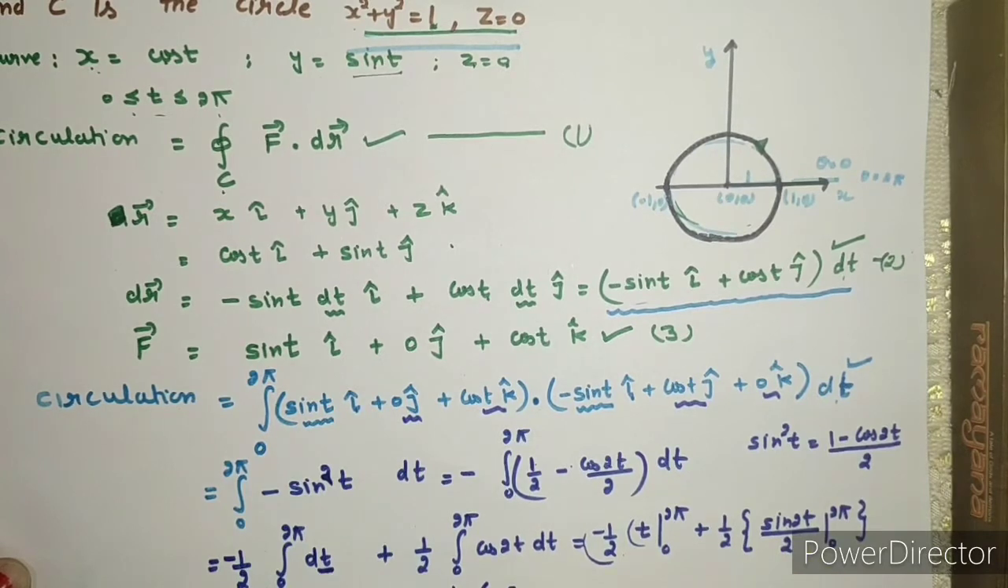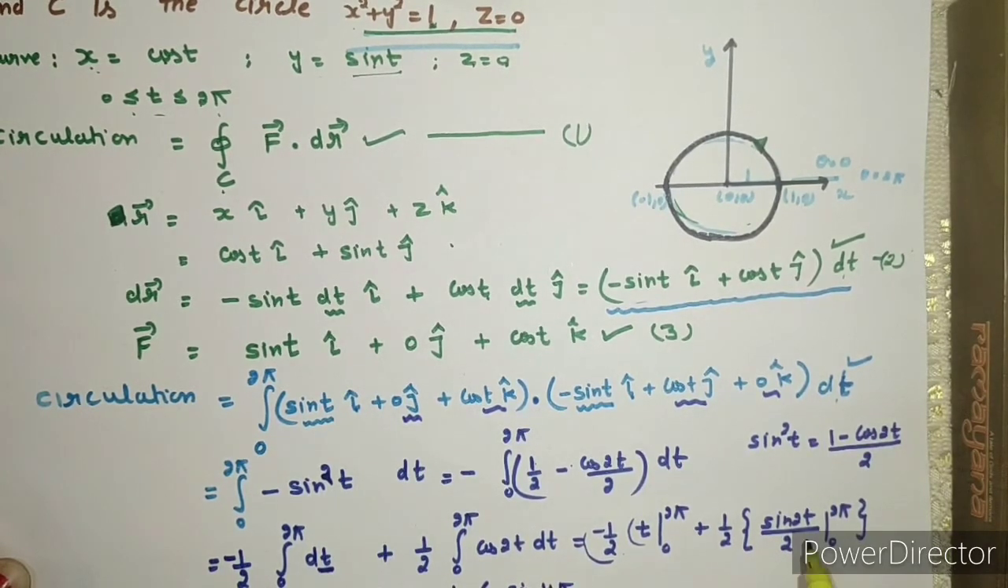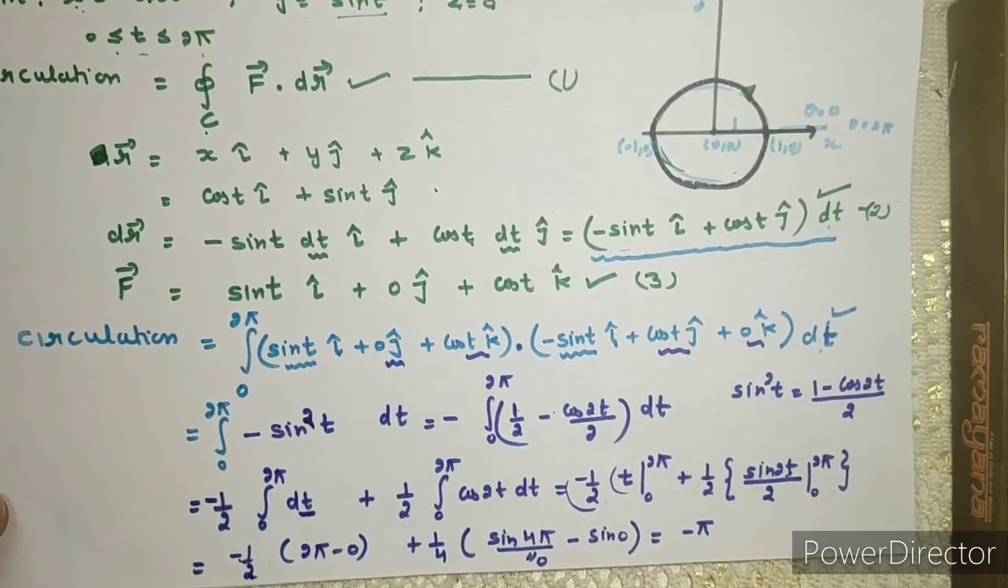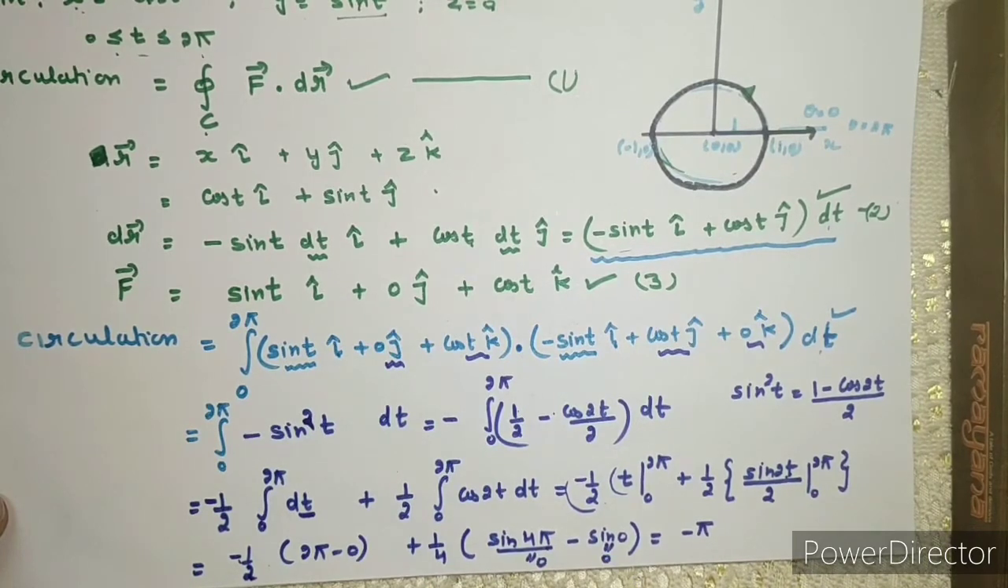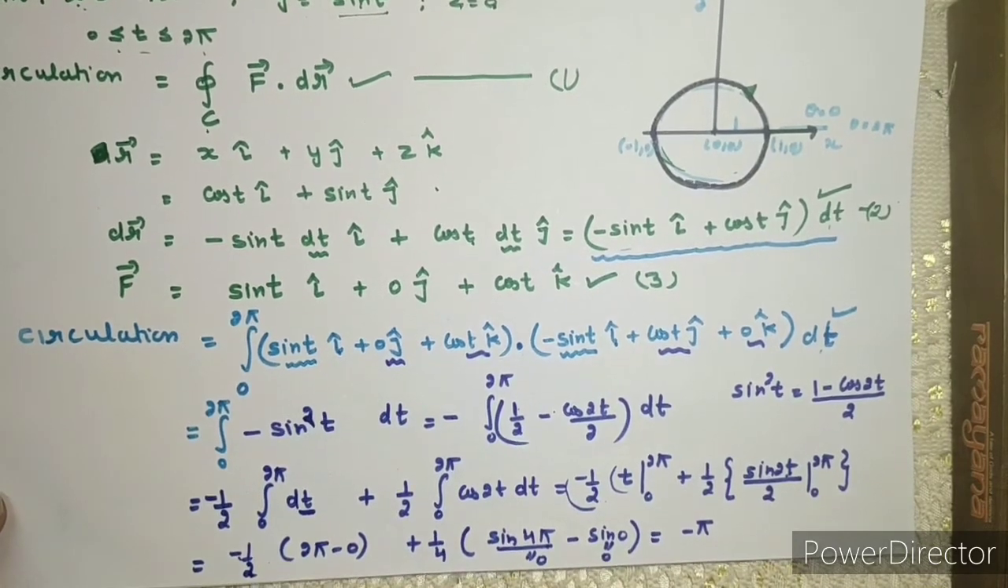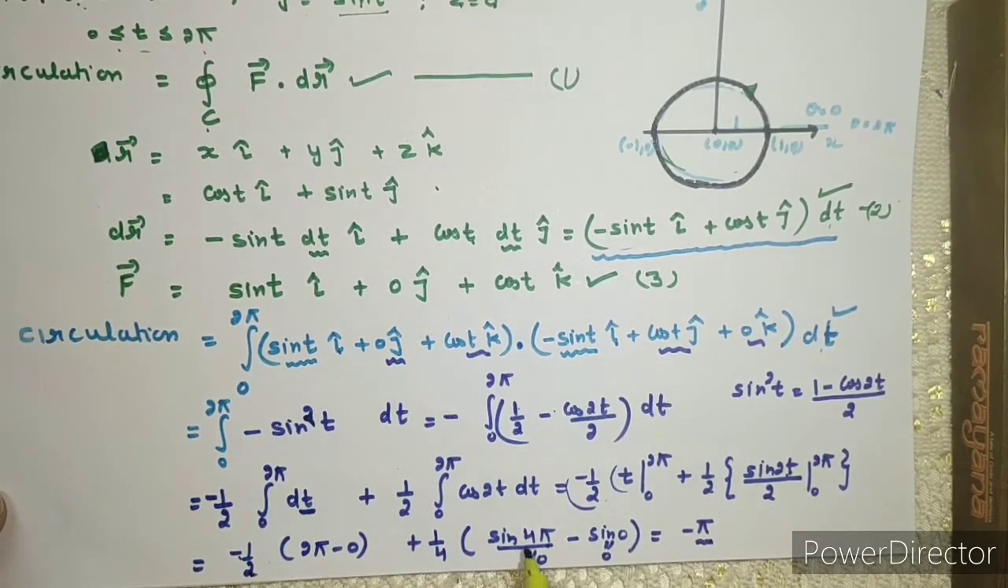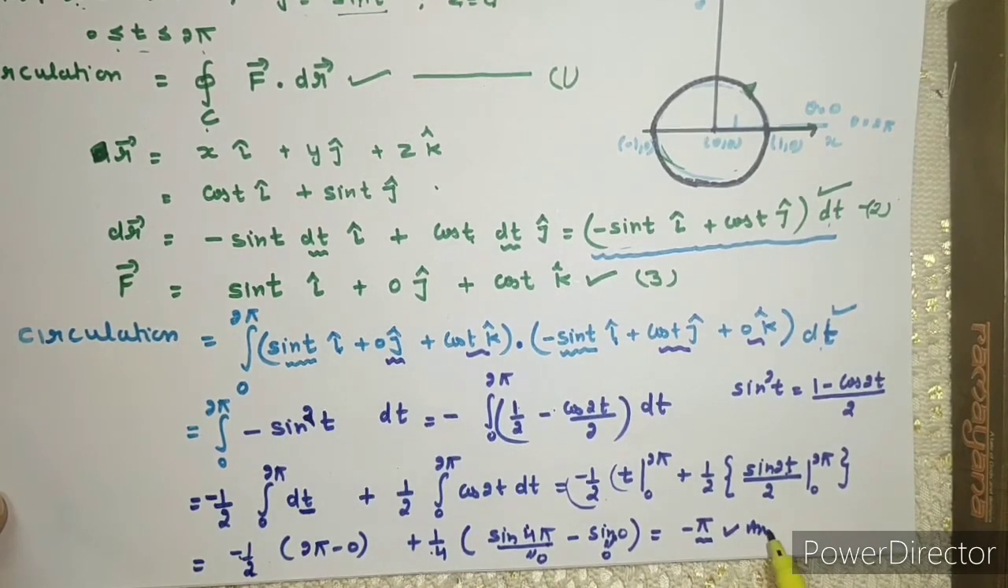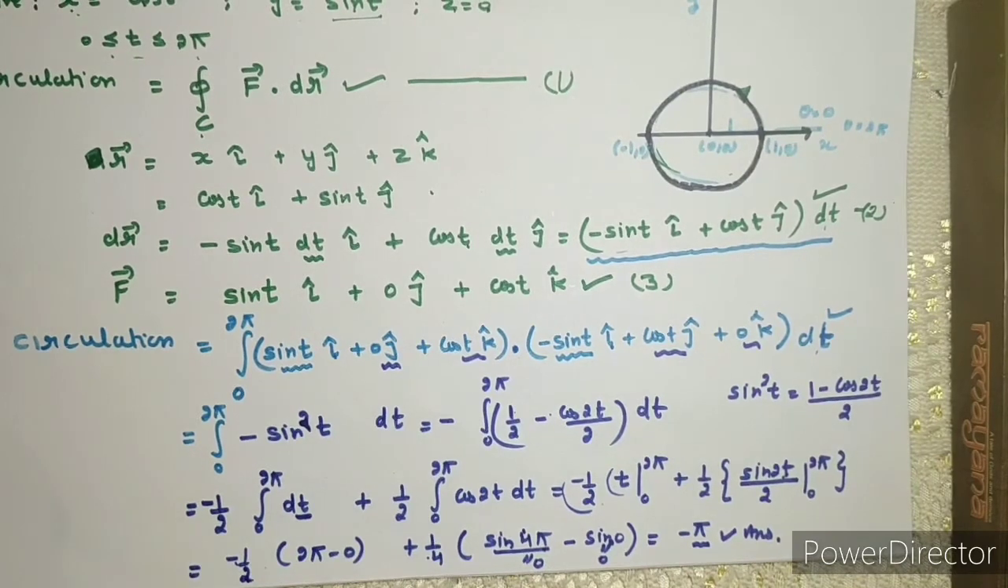What will sin come to? Sin 4 pi. When you put t is equal to 2 pi, minus sin of 0. Now you have to tell me: this 2 and 2 cancel, this is minus pi only, and this sin 4 pi, how much is sin 4 pi? This value is 0 and sin 0 is 0. Sin n pi, where n is an integer, its value is always 0. So here only the term minus pi remains, this gives 0, 0 plus minus pi is minus pi. So this is your required value of the circulation for the given question.